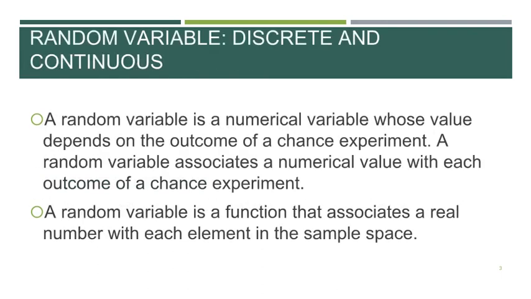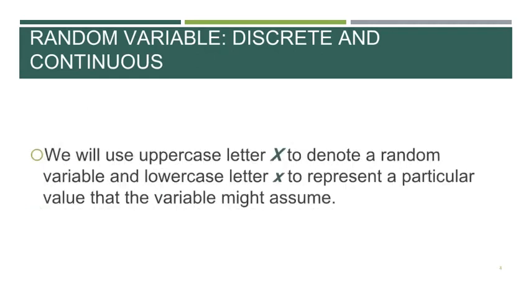A random variable is a numerical variable whose value depends on the outcome of a chance experiment. A random variable associates a numerical value with each outcome of a chance experiment. A random variable is a function that associates a real number with each element in the sample space. We will use uppercase letter, say uppercase X, to denote a random variable and lowercase letter, say lowercase x, to represent a particular value that the variable might assume.